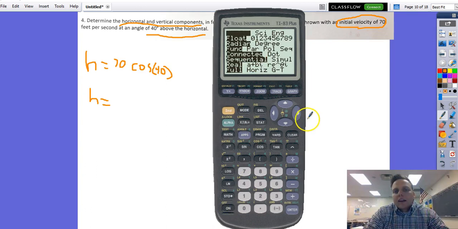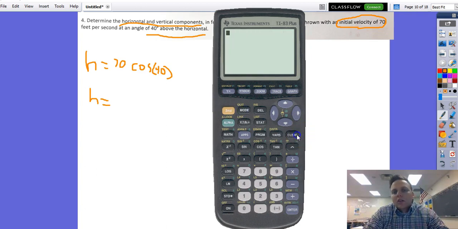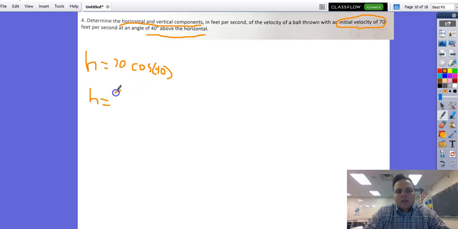Check your mode real fast. I'm in radians. I don't want to be in radians. I want to be in degrees because my angle is given to me in degrees. So now I'm in degree mode. So I just say 70 cosine of 40. Press enter, and I get 53.6.